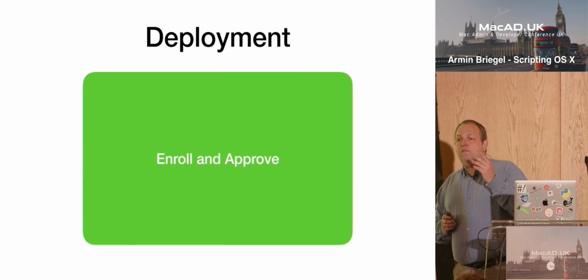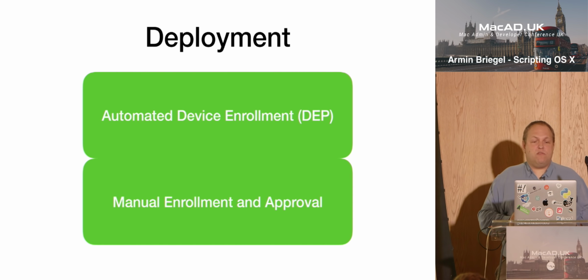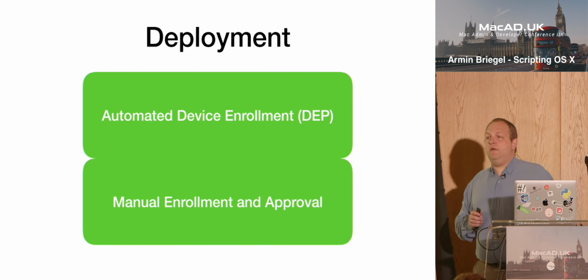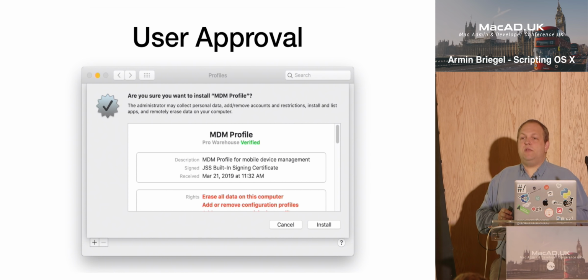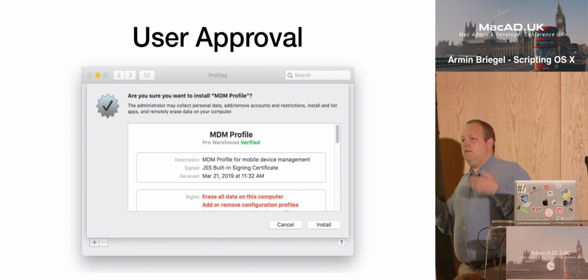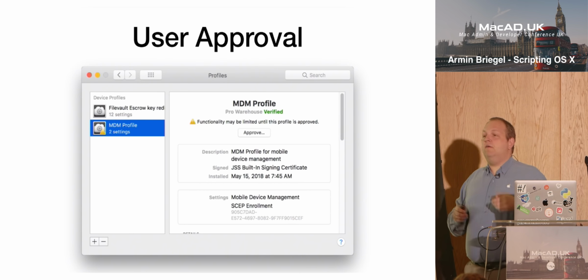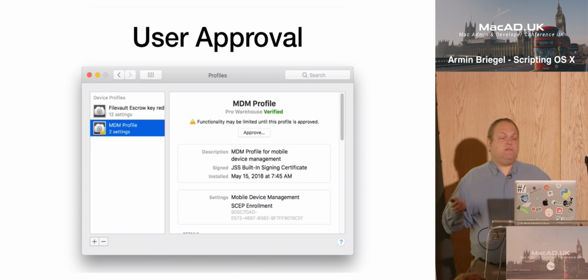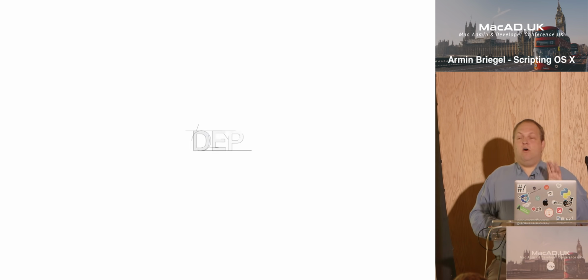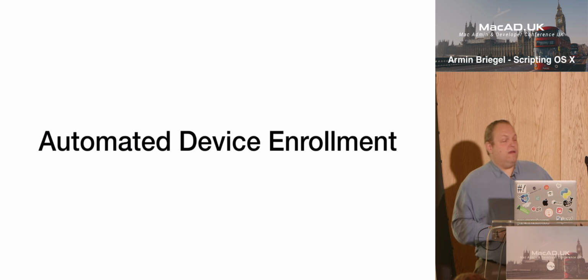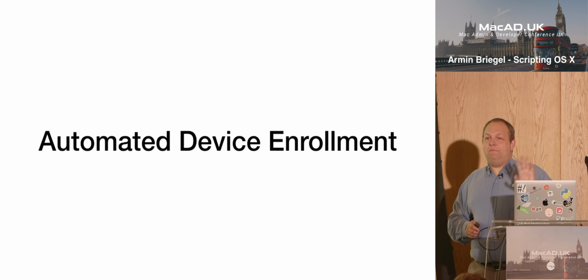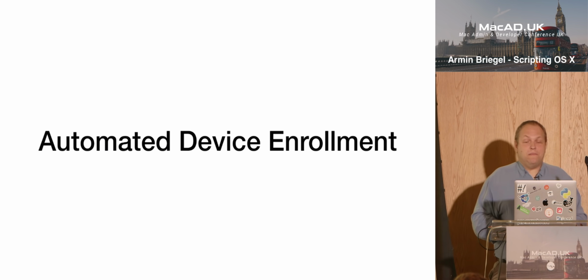So there are two choices. I've mentioned them before, and just for the repetition, we can use automated device enrollment or manual enrollment. Manual enrollment is pretty much what we said. Double-click the MDM profile, run a package or a script, and approve. Automated device enrollment is where it's interesting. DEP, automated device enrollment, device enrollment. Depending on where you look in Apple's documentation, you will find all three of these.